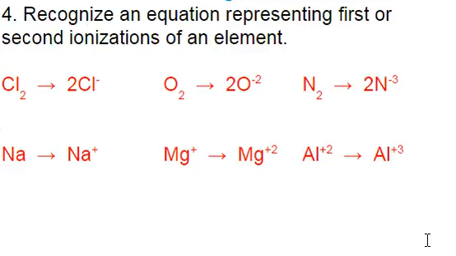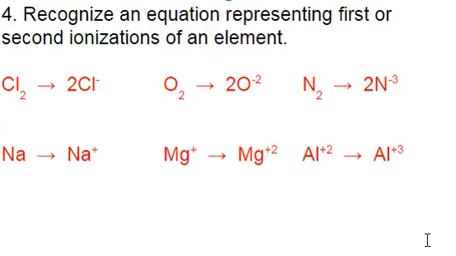Objective 4, recognize an equation representing first or second ionizations of an element. What's important to keep in mind here is, if you look at the 6 different equations I've given you, ionization means removing an electron. Just like when we're talking about a spectrometer, ionization is the removal of an electron. So they're knocking the electrons off and creating a positive ion.